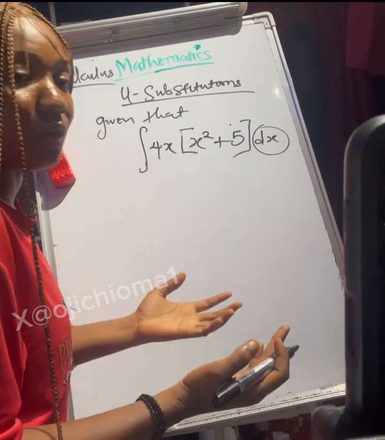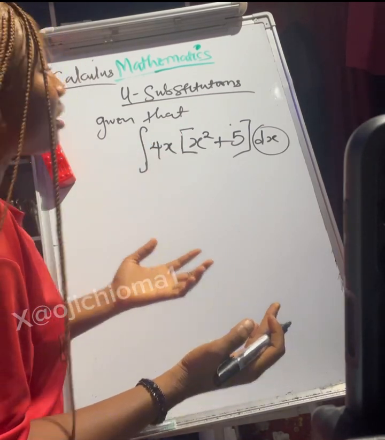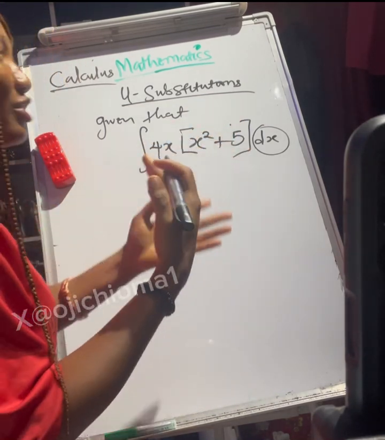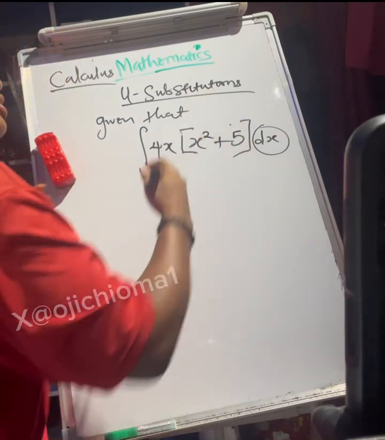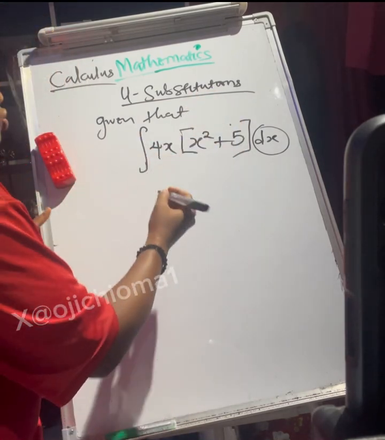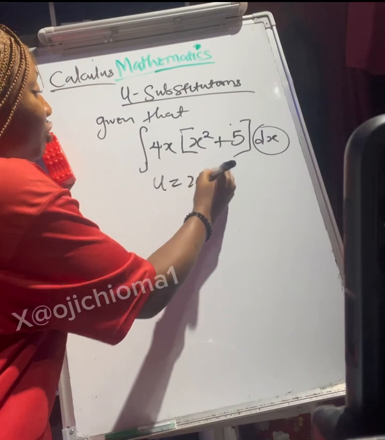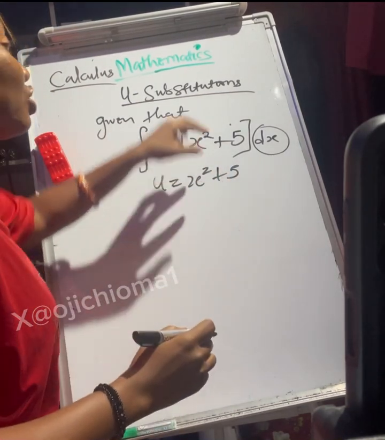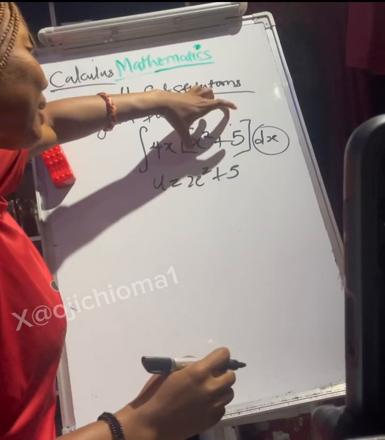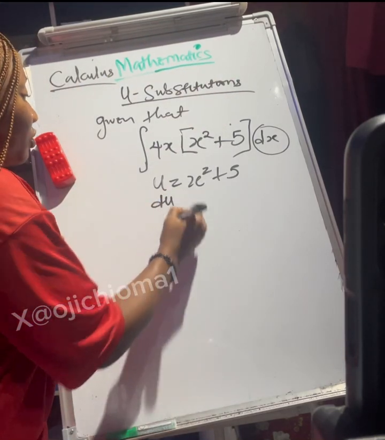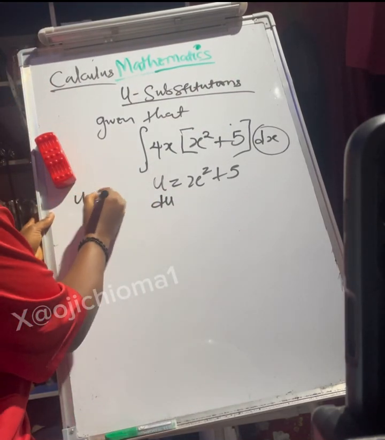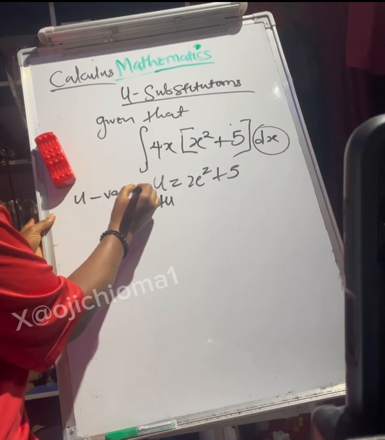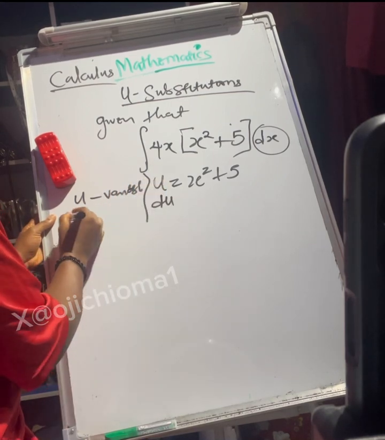So 4x is very straightforward, right? But x raised to power 2 plus 5 is quite complicated. So we choose x raised to power 2 plus 5. How do we do it? We say u equals x raised to power 2 plus 5. Then we want to get the du. That's the differential part of it. Because I told you in u substitution, we get two things. We get the u variable, and then we get the du variable.